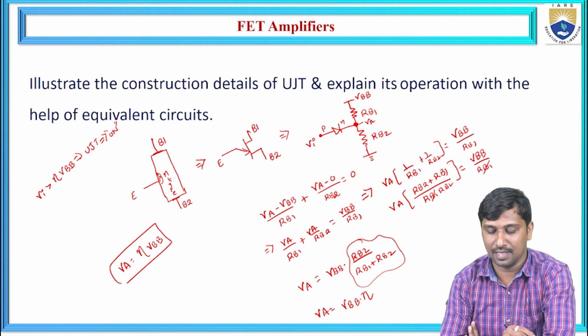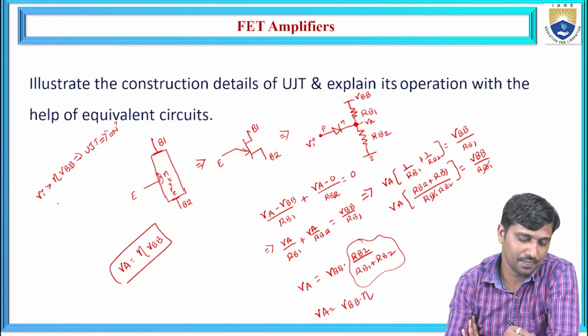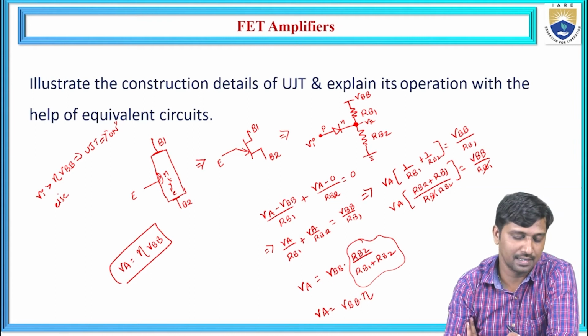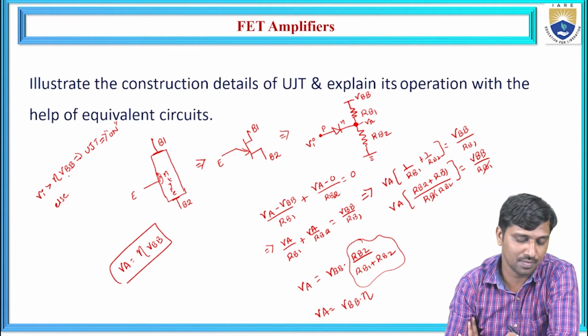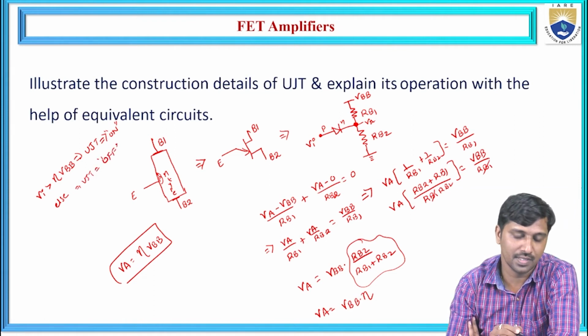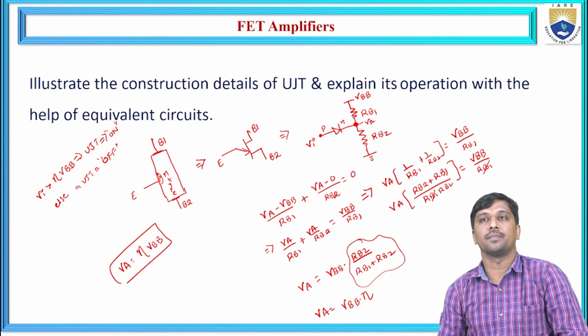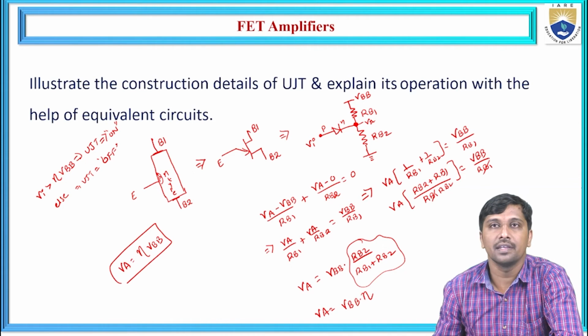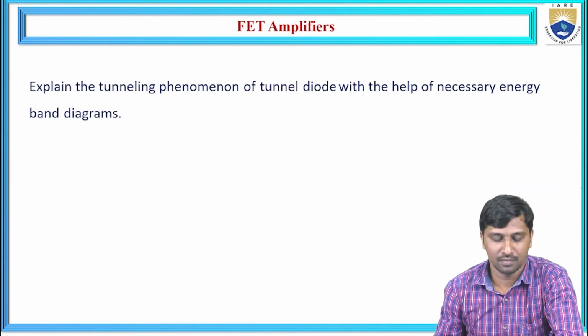That conducting state is called the on state. Otherwise, if your applied input voltage is less than eta times VBB, the UJT is in a non-conducting state, hence the state is represented as the off state. Then based on this, you should draw the equivalent circuits.